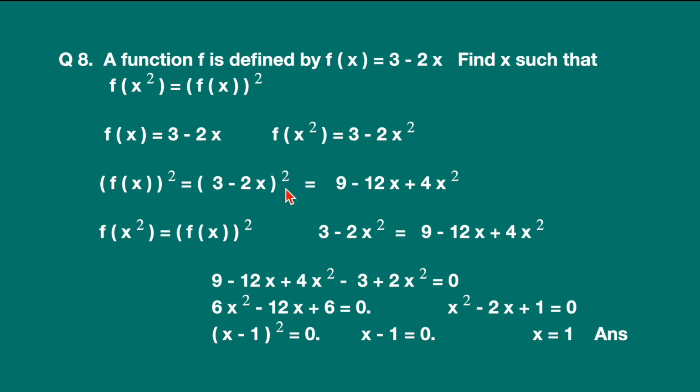Now do the square. Open this bracket again, (a minus b) the whole squared is a squared minus 2ab plus b squared. Apply that formula and write down the answer. So these two are equal. So 3 minus 2x squared is equal to 9 minus 12x plus 4x squared. Then bring everything on one side, that is equal to 0. Simplify it, you will get (x minus 1) the whole squared is equal to 0. x minus 1 is equal to 0. So x is equal to 1.